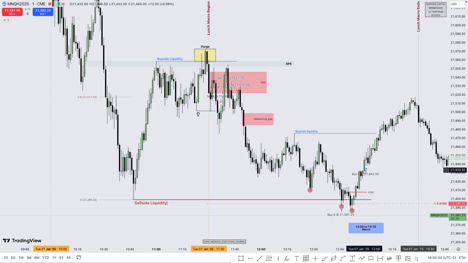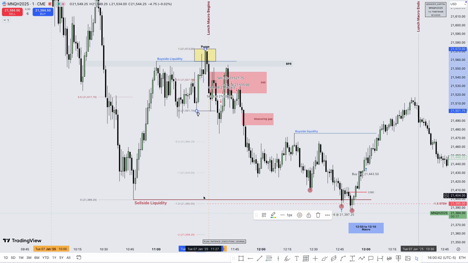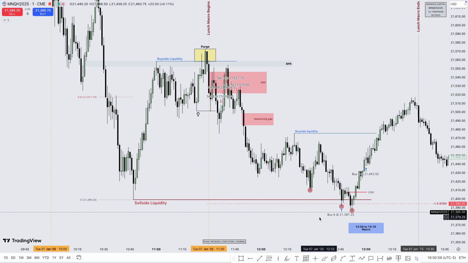Okay, that's when I took out those 8 contracts, but the first ones were actually cleared when we reached the negative 1.5 standard deviation. Obviously this was found after measuring the manipulation leg here. That's the negative 5 standard deviation. How far below sell side liquidity can the market go? That's how you know that you take the nearest standard deviation below sell side liquidity. That's when you get your pinpoint entries, as you can see right there. That is very beautiful.